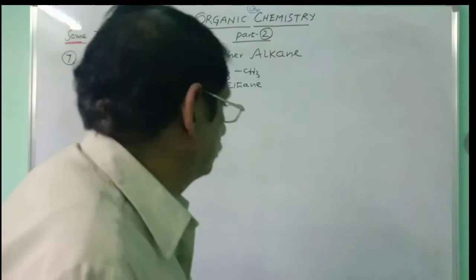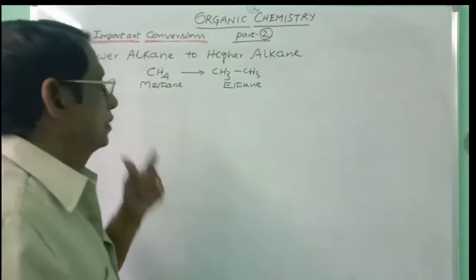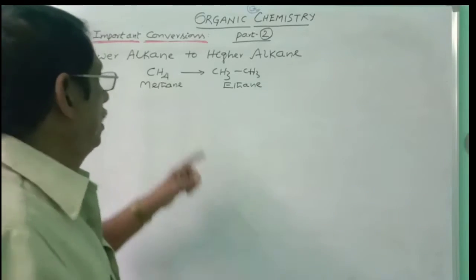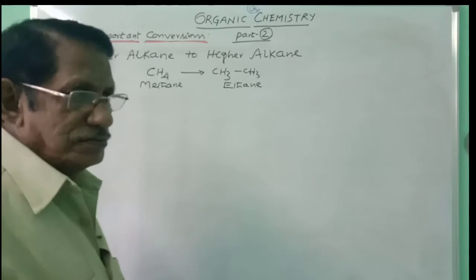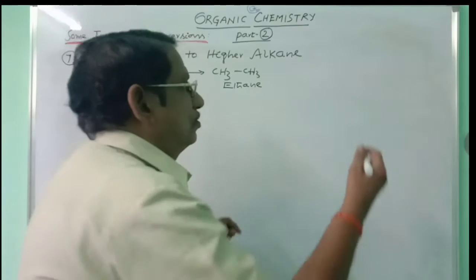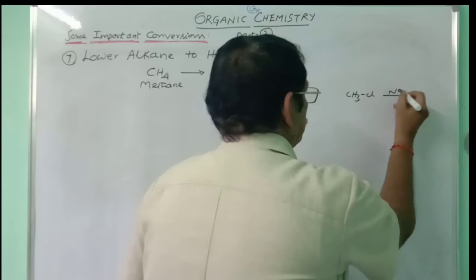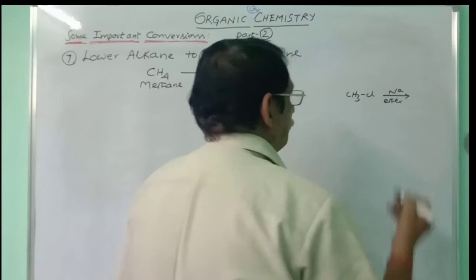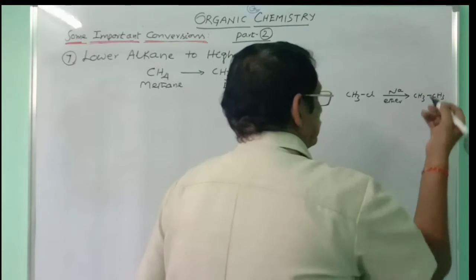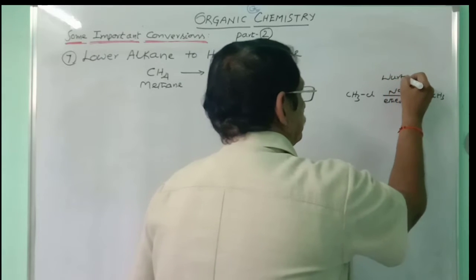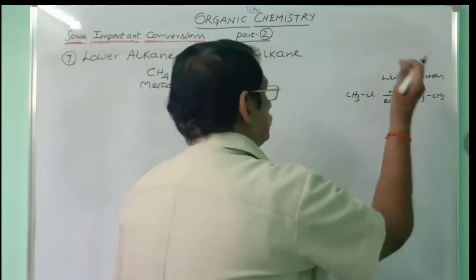Now, let us take the 7th conversion, lower alkane to higher alkane. Example, methane to ethane. One carbon is to be increased here. And you must be familiar with the name reactions also. Whenever methyl chloride is treated with sodium in the solvent ether, what will you get here? Ethane. This is the preparation of alkane by Wurtz reaction. One carbon can be converted into 2 carbons.